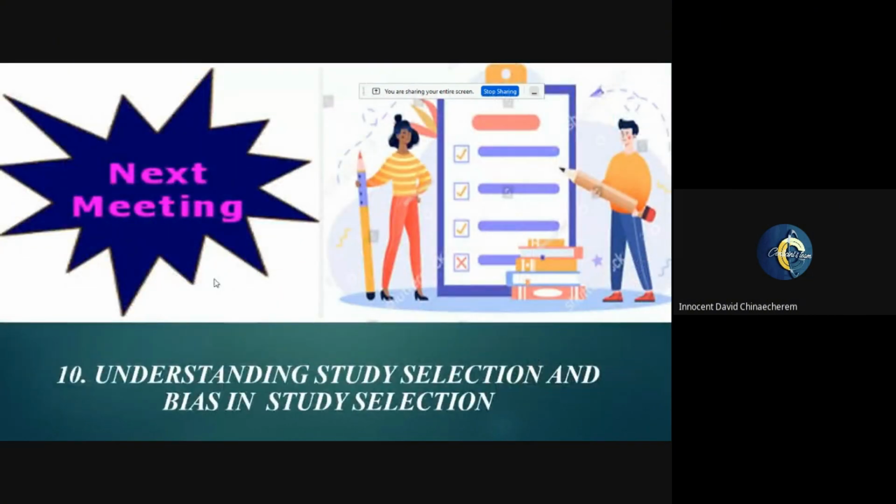So in our next session, we're going to be looking at how you can understand your study selection properly and your bias in study selection.